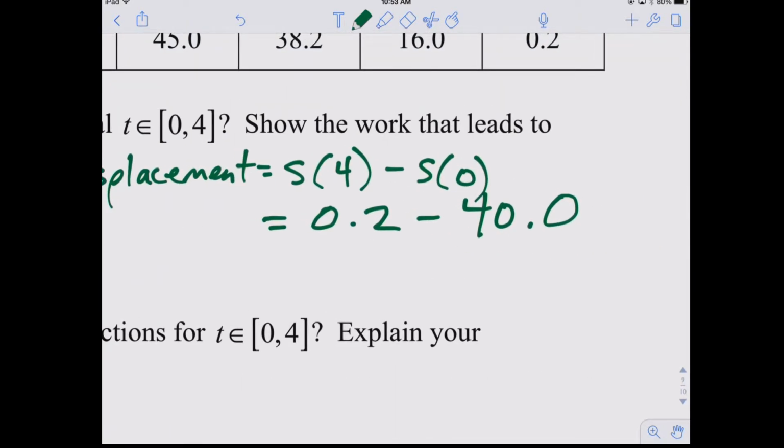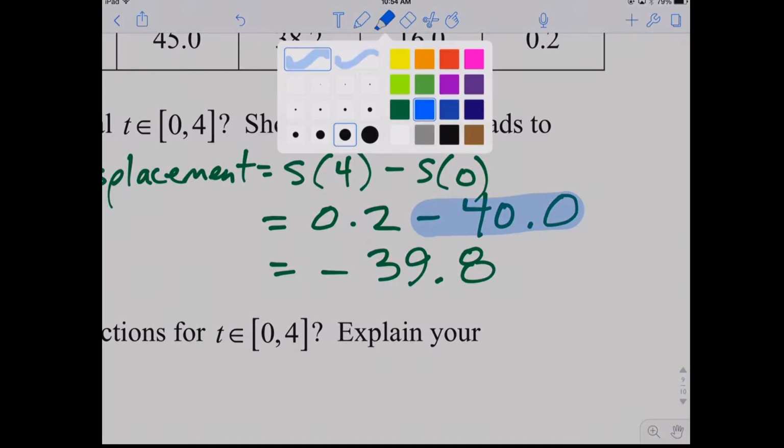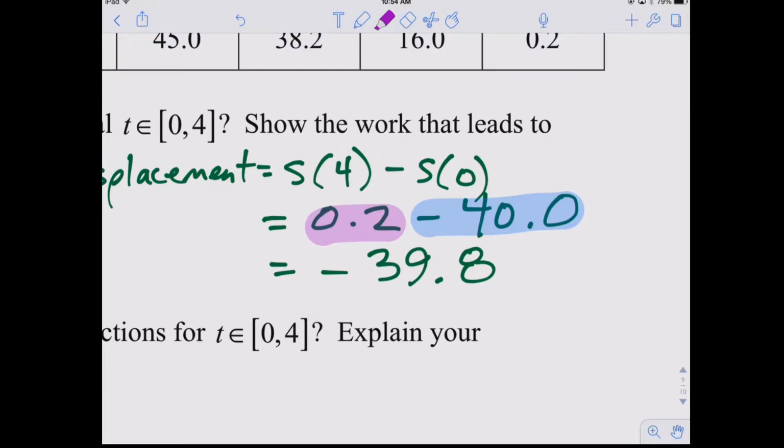And on a free response, would you stop here? Do we have any units to put there? No. Is that going to be a multiple choice answer? No. If you stop there on a free response, would you be able to sleep at night? That's up to you. I don't know. I probably couldn't. So I would probably simplify and call it negative 39.8, right? If you owe somebody $40 and you pay them back 20 cents, you still owe them $39.80.